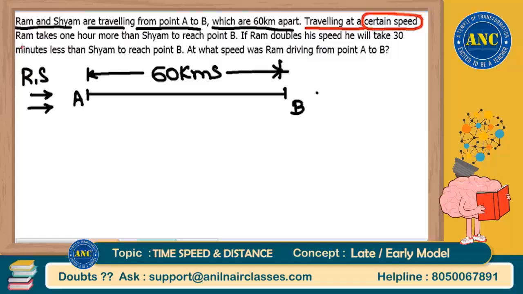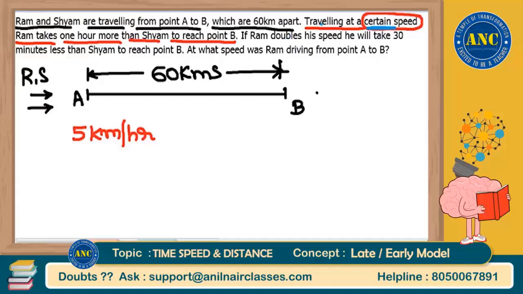Traveling at a certain speed, Ram takes 1 hour more than Sham to reach point B, right? That means, suppose for example, initially they are traveling at some certain speed. I am assuming it as 5 kilometers per hour. Sir, can we take any other number again? Yes, definitely you can take whatever number you like, because it is a certain speed. Whatever number you want, you can assume it, sir. So I will assume it as 5 kilometers per hour.